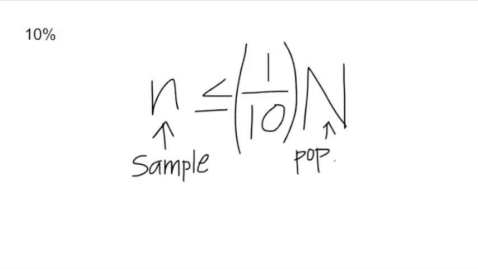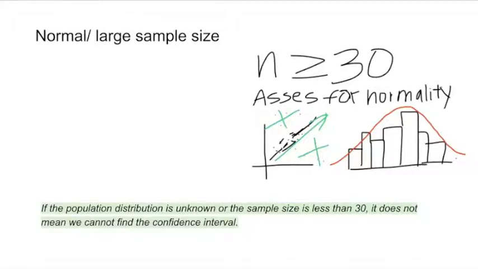And normal/large sample size. The population should have a normal distribution or the sample size is greater than or equal to 30. If the population distribution is unknown or the sample size is less than 30, it does not mean we cannot find the confidence interval. We can graph the data using a histogram or scatter plot to look for normality. So here we found a bell-shaped curve when we make a histogram, and for the scatter plot, you want approximately a straight line without any obvious outliers.